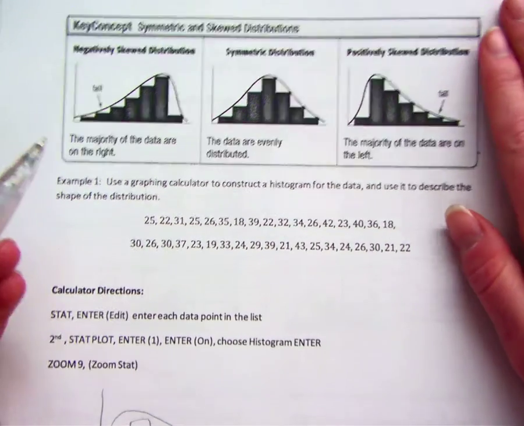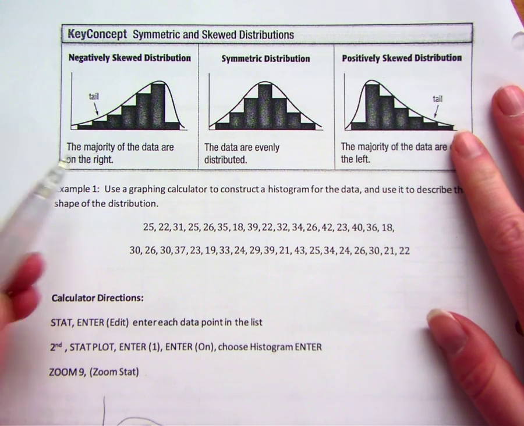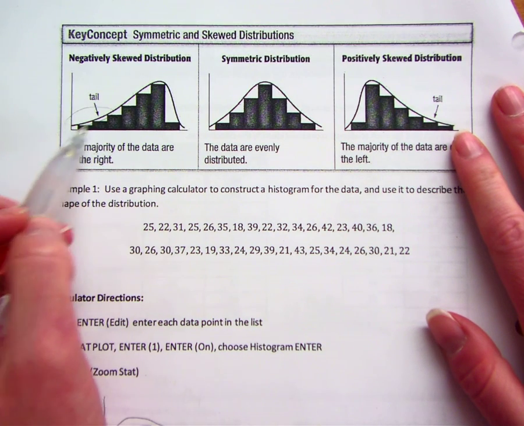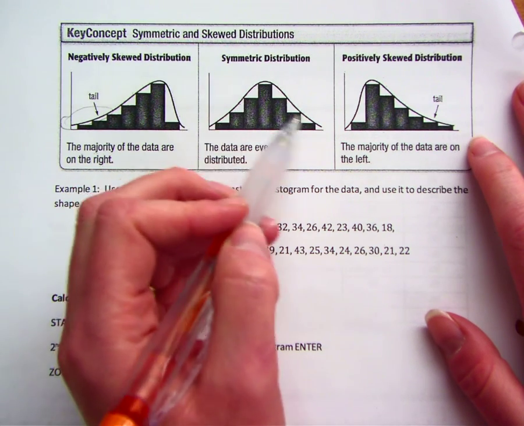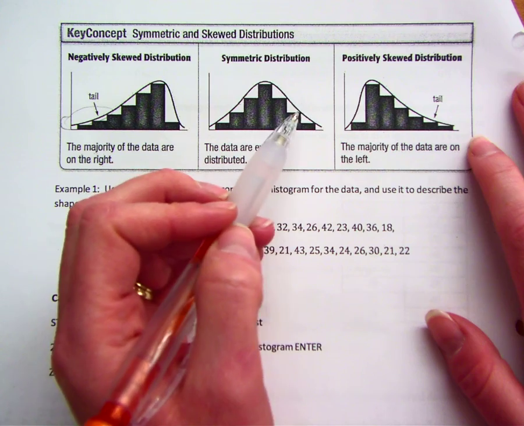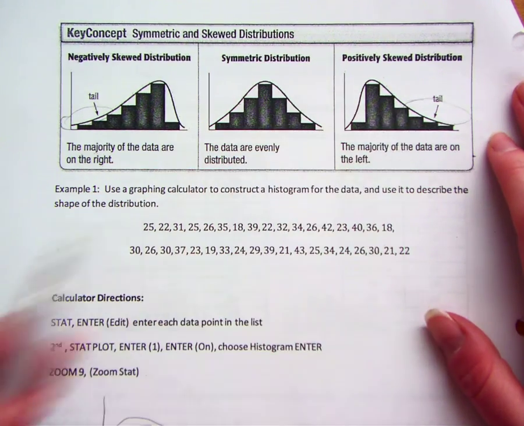There are directions telling you to create. At the top, we look at the skew for a histogram. With negative skew, again you see that tail on the left side. Symmetric is nice and balanced. It looks like a bell. And with positive skew, the tail is on the right side.